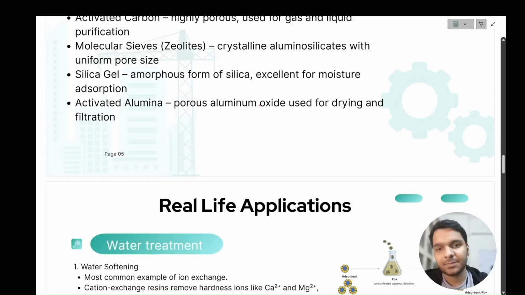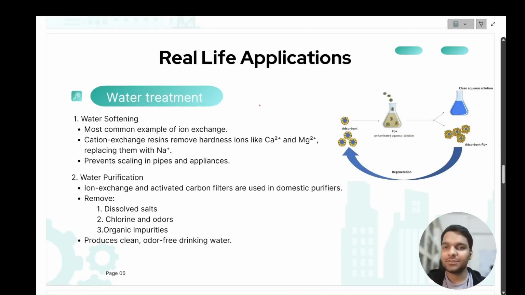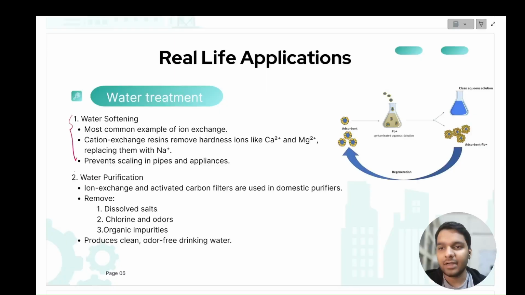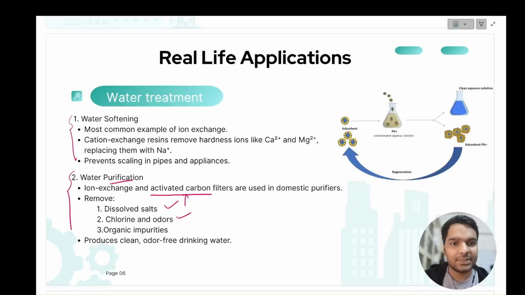Now moving to the next part, real life application. First one is water treatment. In water treatment, mainly two steps happen, water softening and water purification. In water purification, we do use activated carbons. These activated carbons remove dissolved salts, chlorine and the odor from the water. Like you can see here, lead is dissolved in the water. Then by adsorption, lead is removed and the clean drinking water is obtained.